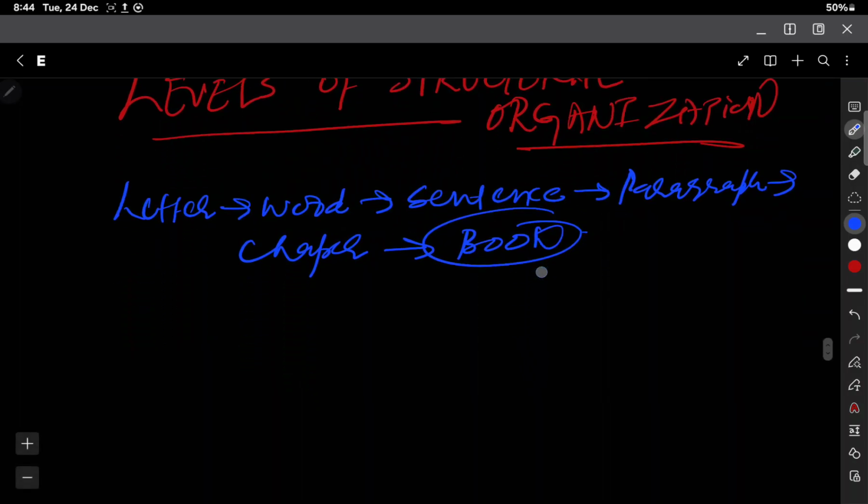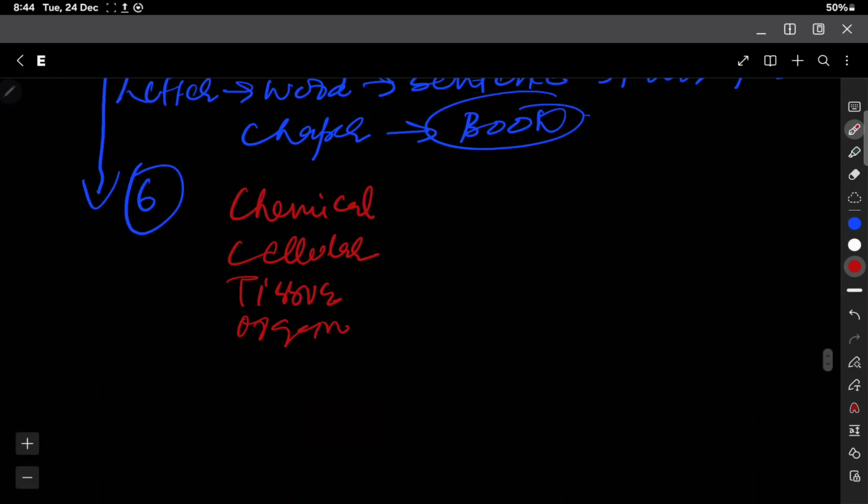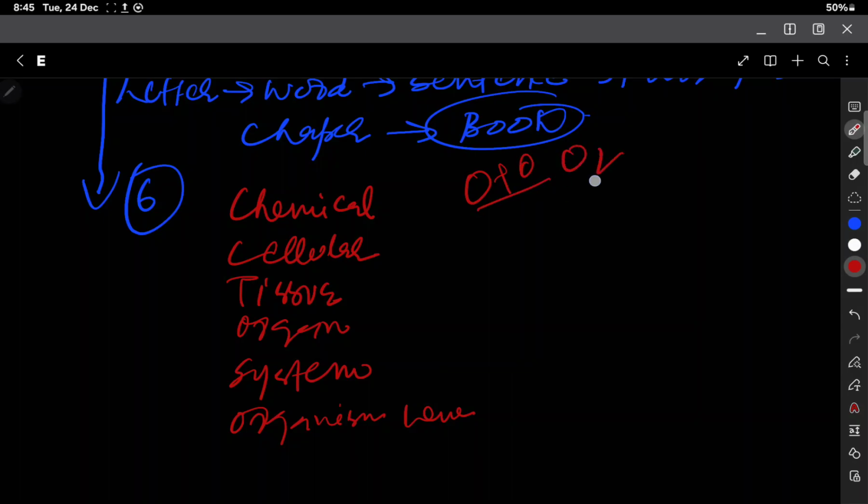Same, there will be different levels in the human body. So there are 6 main levels of organization in the human body. Those 6 levels are: first one is the chemical level, second is the cellular level, then the tissue level, then the organ level, then after the organ level the organ system level, then the organism level. In the chemical level, different atoms combine together. For example, oxygen atom plus oxygen atom combine to form an oxygen molecule.